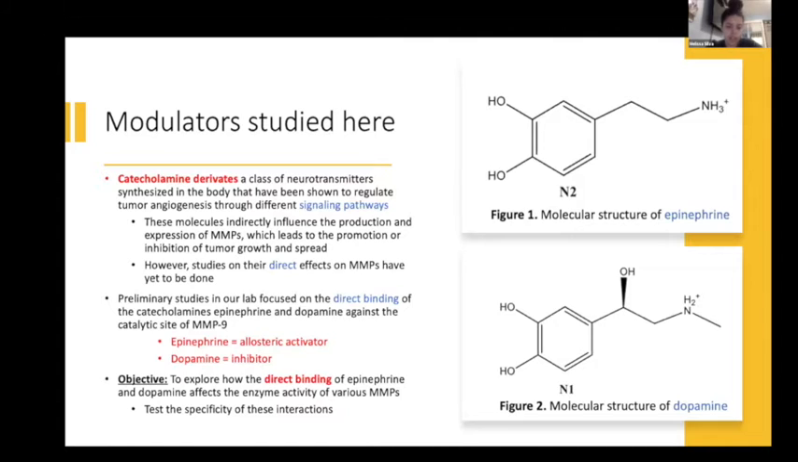Preliminary studies in our lab focus on the direct binding of these catecholamines epinephrine and dopamine against the catalytic site of MMP9, where we found that epinephrine was an allosteric activator while dopamine was an inhibitor. Therefore, our objective in this study was to explore how the direct binding of epinephrine and dopamine affects the enzyme activity of various MMPs to test the specificity of these interactions.